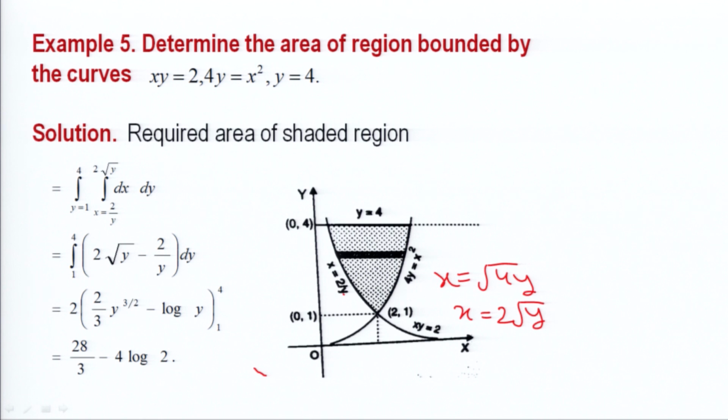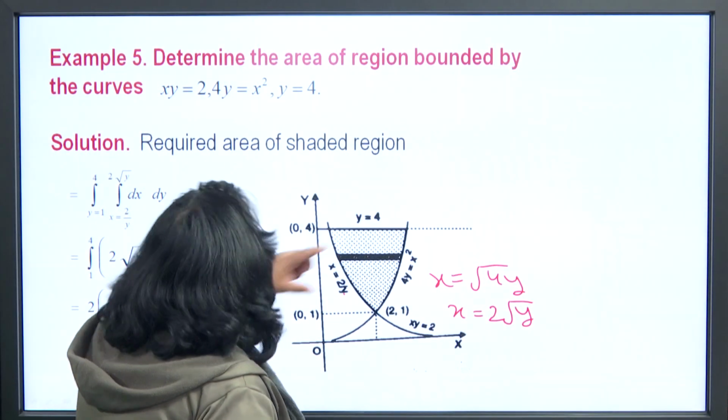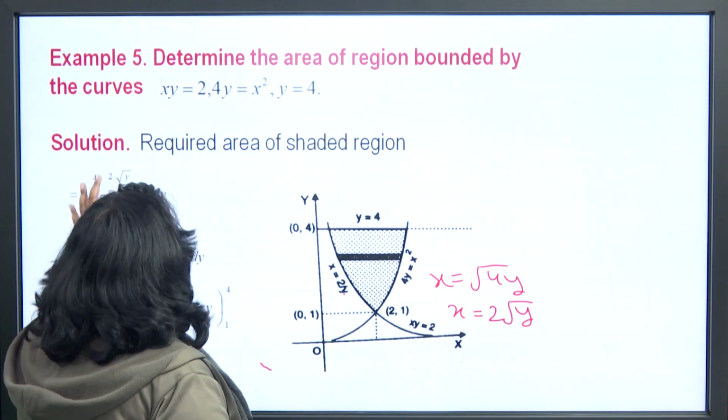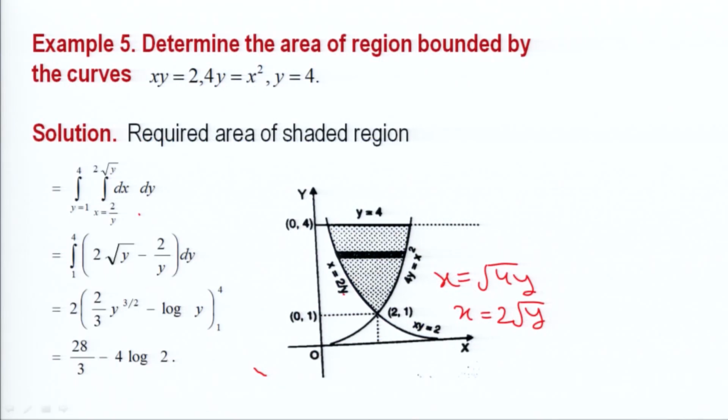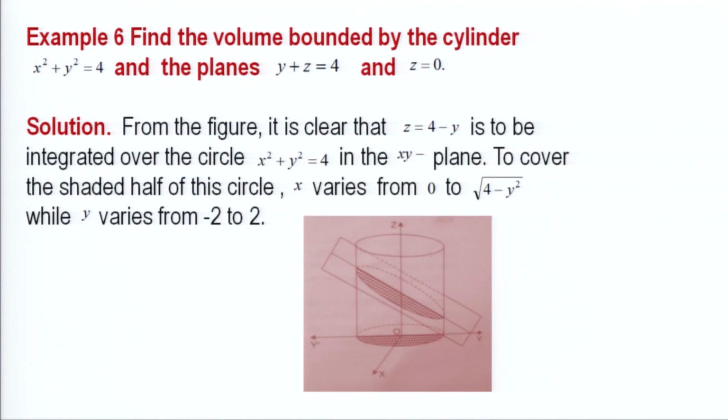x equal to 2 under root y. The limits are x equal to 2 by y and 2 under root y, and the limits of y are 1 to 4. With the limits in the function of y, we integrate with respect to x, because there are limits in y. We have 2 under root y minus 2y, put the limit and integrate with respect to y, and we get the required result. Let us go to the last example.